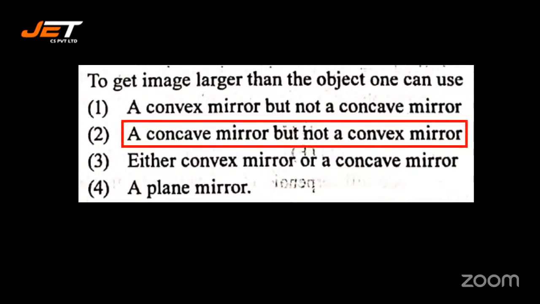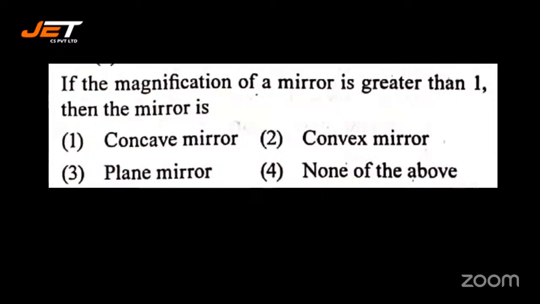Yes, option 2. Concave mirror possible, but not in convex mirror. We have seen it. Concave mirror, except at the center of curvature, when the object is between the center of curvature and the pole, the image is magnified, inverted. When it's between the pole and focus, magnified and erect, but virtual. So magnified cases are possible in a concave mirror, not possible in a convex mirror. Alright, let's go for the next one.